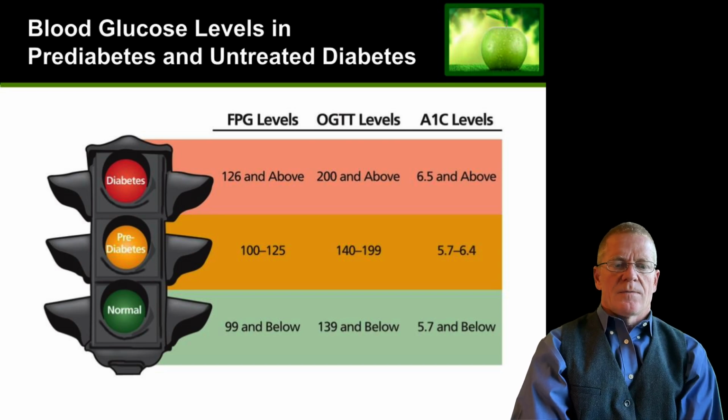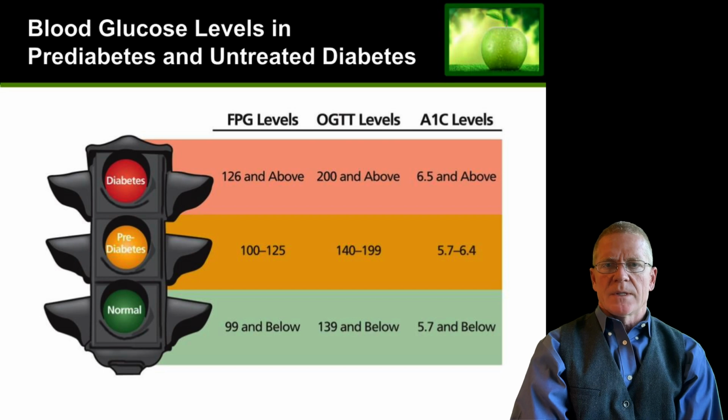For most people, blood glucose is rapidly processed and stored and drops below 139 milligrams per deciliter. If you're pre-diabetic, it'll be under 200 milligrams per deciliter. And if you're frankly diabetic, blood glucose levels will skyrocket and be above 200 milligrams per deciliter.